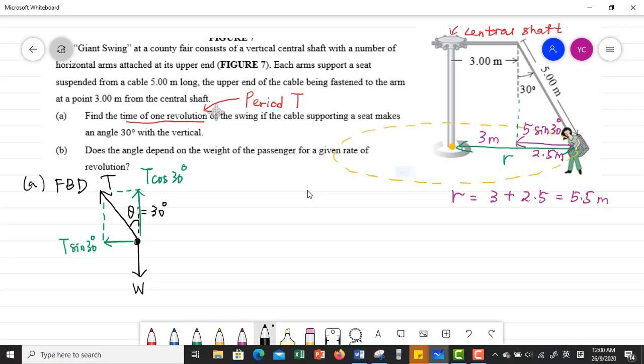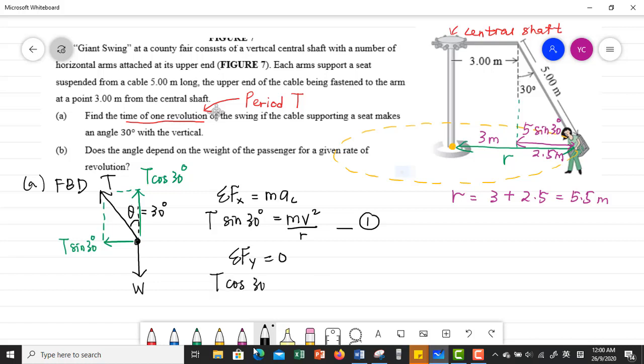Apply Newton's second law to the horizontal component because we are performing horizontal circular motion. So T sine 30 will equal mv squared over r. I put this as my first equation because there are too many unknowns. Then I consider the y-axis. The total force along the y-axis will be 0 because we do not have any motion along the y-axis. So we have T cos 30 minus weight equal to 0, so T cos 30 equal to mg. This will be my second equation.